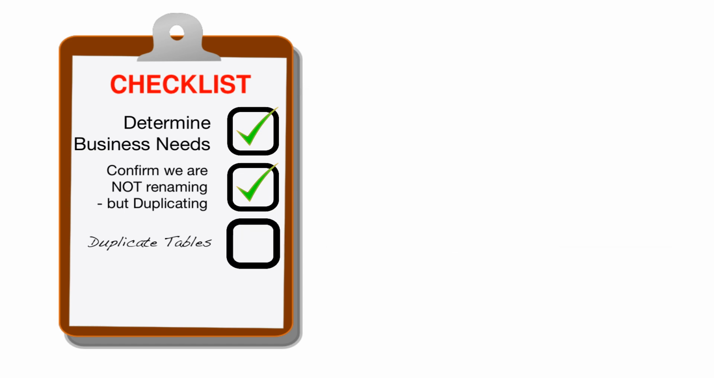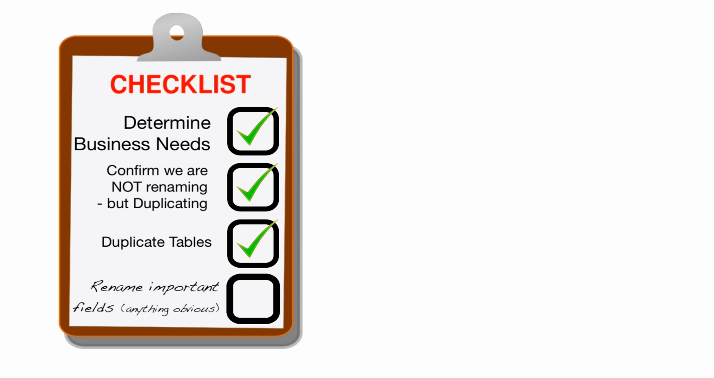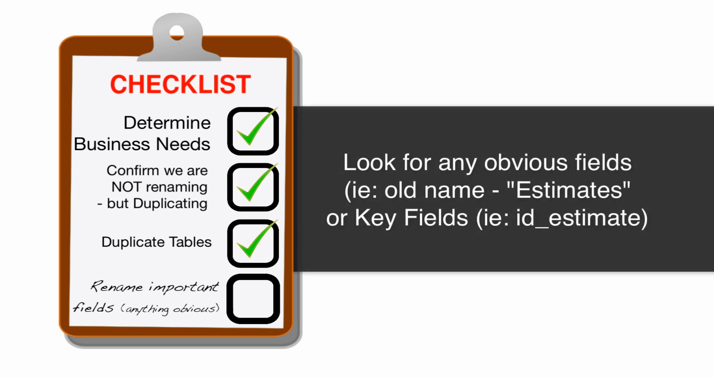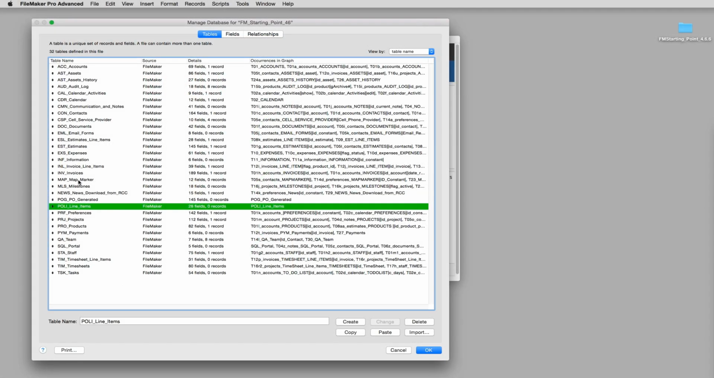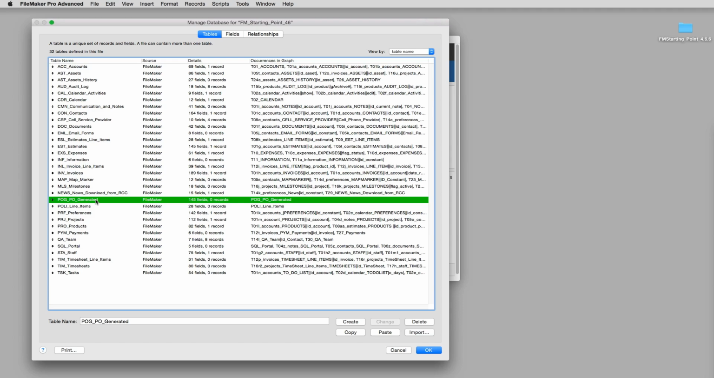So then the next step after that was to duplicate the tables. We did that just a second ago. So the next step is to dive into these duplicated tables, identify important fields, key fields, and rename them. So once again, I'm going to look for anything obvious that needs to be renamed, from estimates to POs, and also try to identify any key fields along the way. So what I've done is I duplicated the tables. Once I have the tables created, then renaming them is a snap.